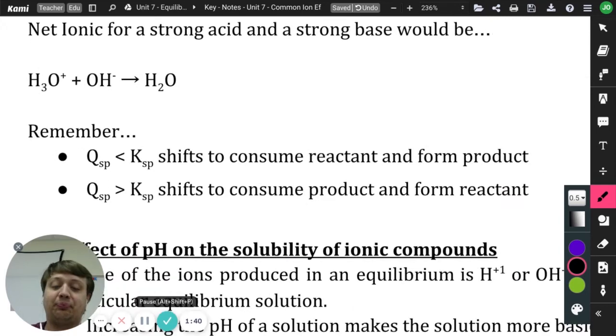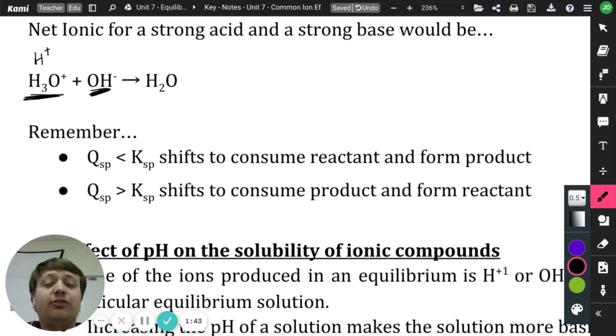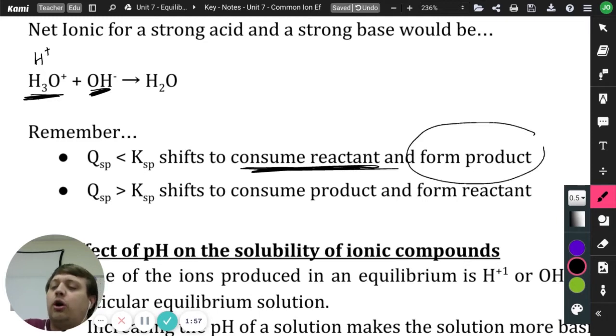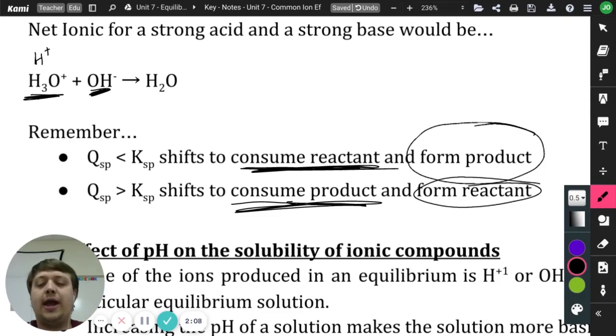All right. Now, some things to note: remember, when we've got our Q_sp and it is less than our K_sp, we are going to shift to consume reactants. And if we're shifting to consume reactants, we are going to form some more products. Now, if I've got a Q that is greater than my K, we're going to do the opposite. So we're going to consume some products to form some more reactants.